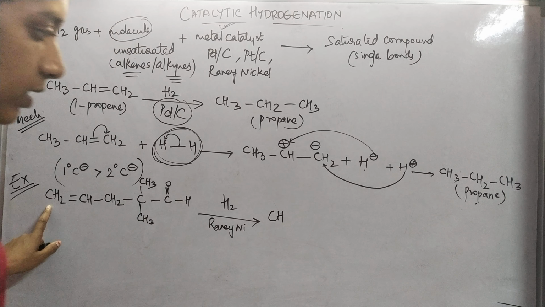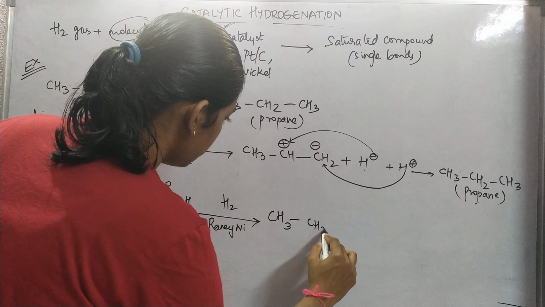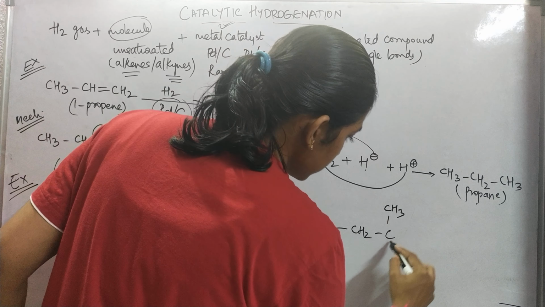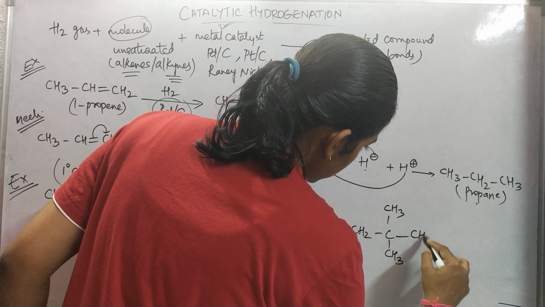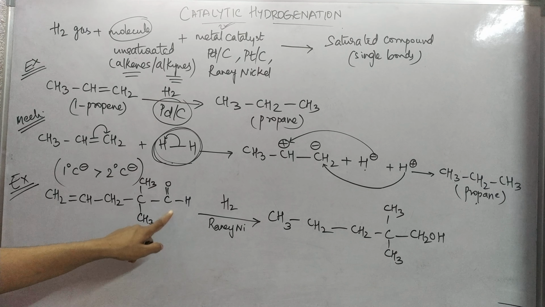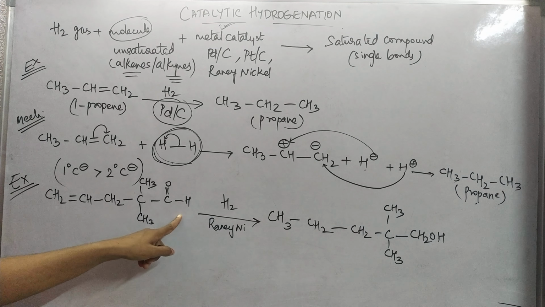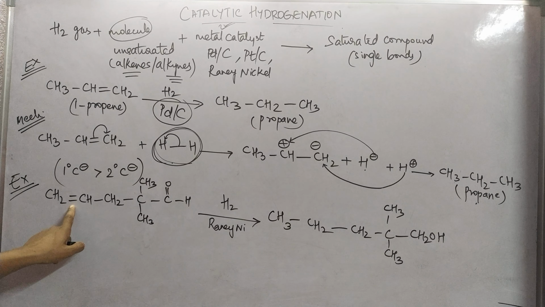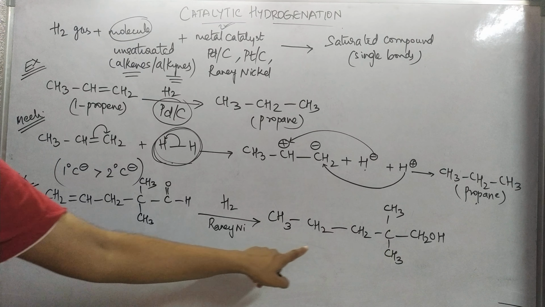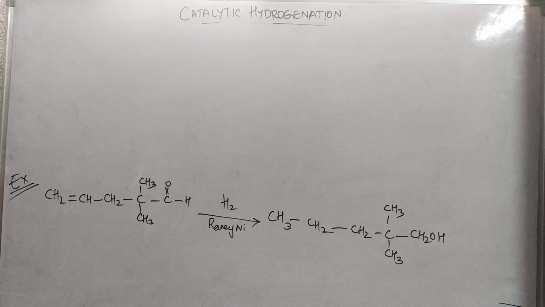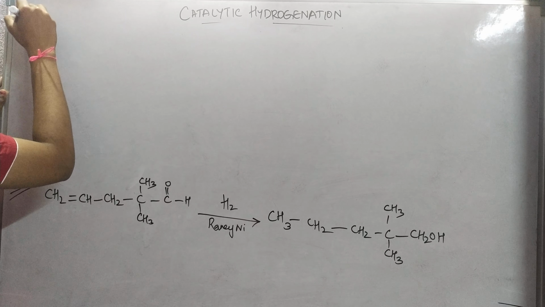CH3, CH2, CH2, CCH3, CH3, CH2, OH. So first in this we will be reducing the aldehydic group by using an H2 molecule. Then later on we will be reducing this alkene, this double bond, to single bonds, that too by using another H2 molecule. Now we will see the mechanism for this reaction.